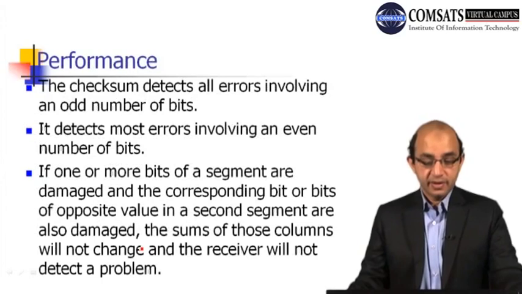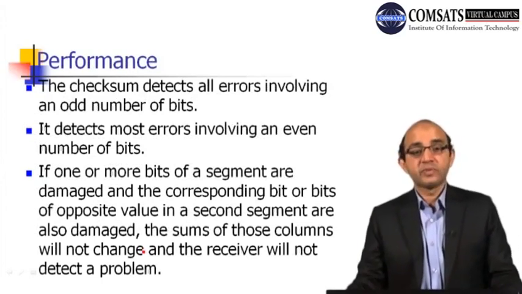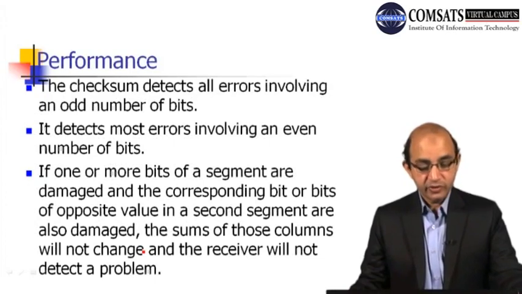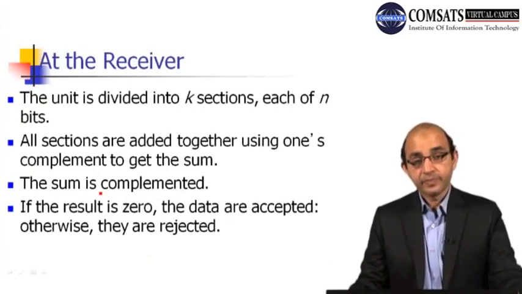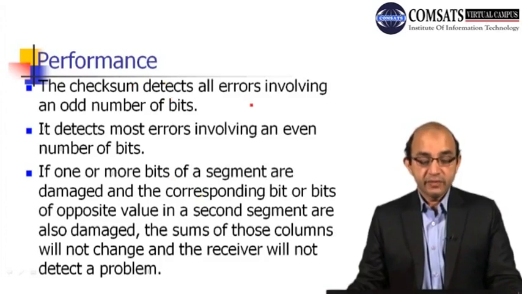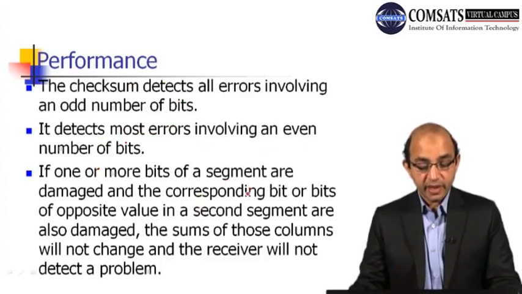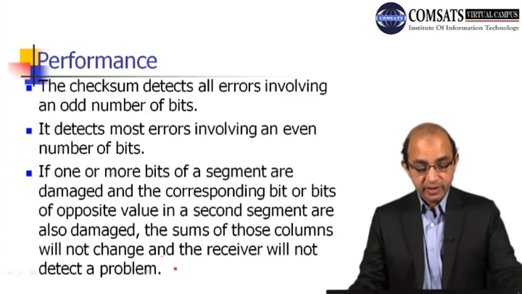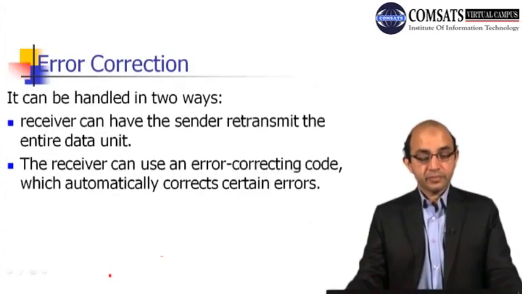So it involves more DLD, digital logic design. You need to know the complement, ones complement, and twos complement, right? So here ones complement, the sum is complemented. Checksum detects all errors involving an odd number of bits. It detects most errors involving an even number of bits. If one or more bits of a segment are damaged and the corresponding bits of opposite value in a second segment are also damaged, some of those columns will not change and the receiver will not detect the problem. So this is the bottleneck.